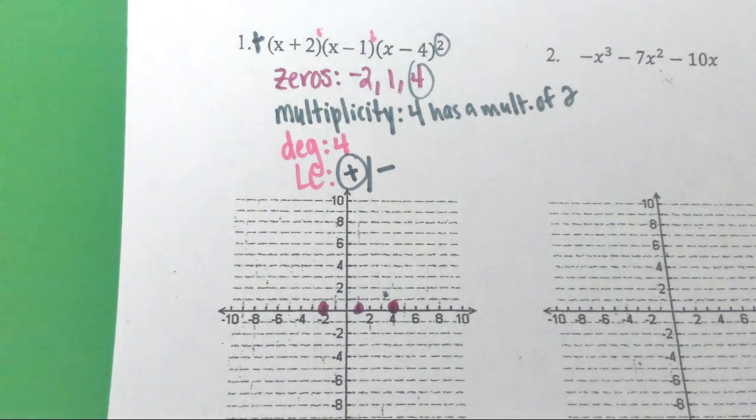Yeah, well, I think there are special problems on zeros and multiplicity and then separate problems on degree and leading coefficient. But the whole point of making you do any of those things is how do you graph? Bam.